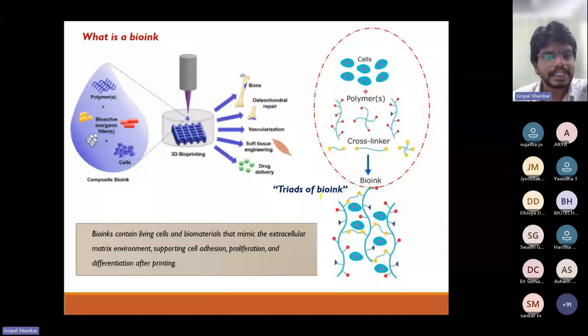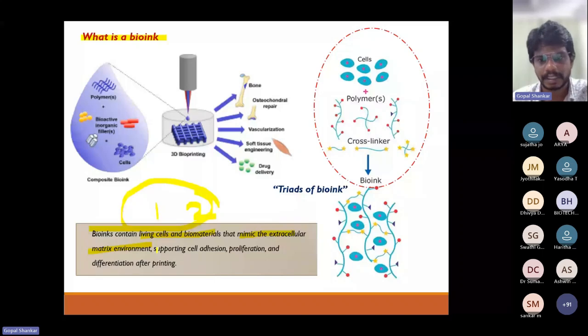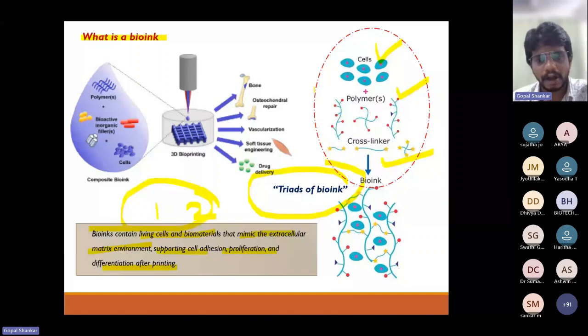Bio ink is basically the living cells and biomaterials. Two things are there. One is a cell, another one is a biomaterial. So the combination of cells along with the biomaterials are put together to mimic the extracellular matrix environment, which can allow cell support, cell adhesion, proliferation, and differentiation after the printing process. So basically you have the cells, polymers, and cross-linker. And this is called the triad of bioink. This polymer can be either a single polymer, that is called single-component bioink. If there is more than one polymer, you call them multi-component. And to make these polymers link with each other, you need a cross-linker.